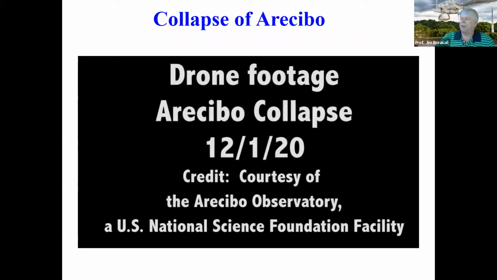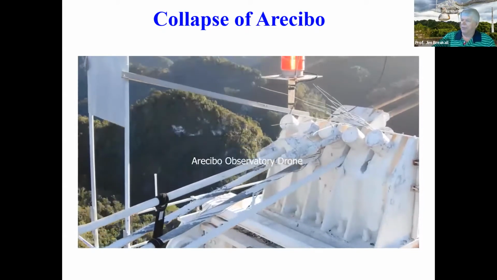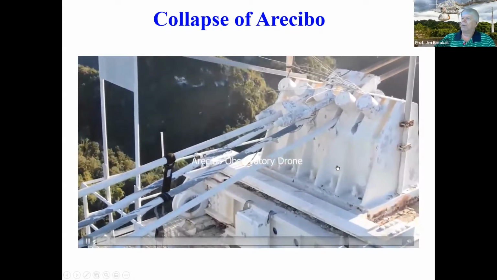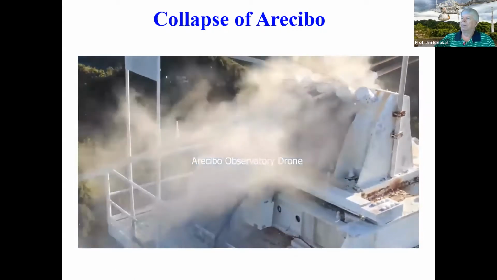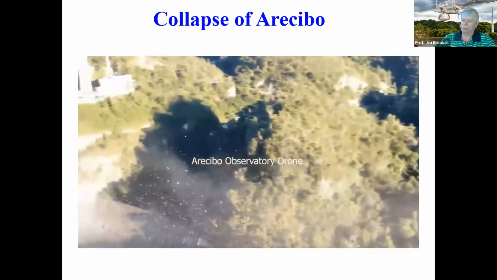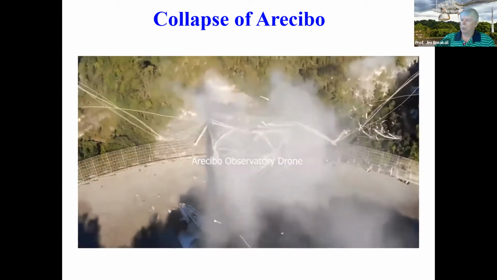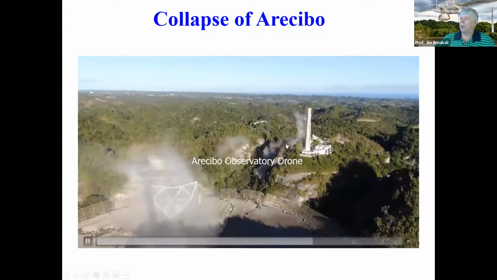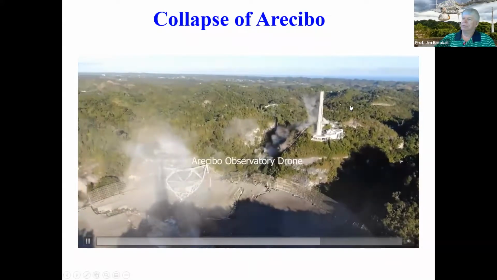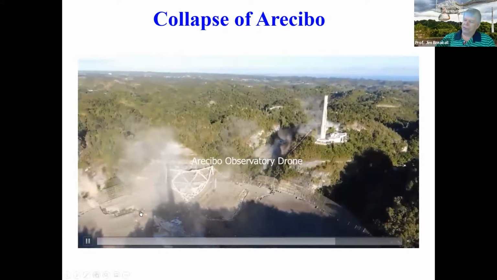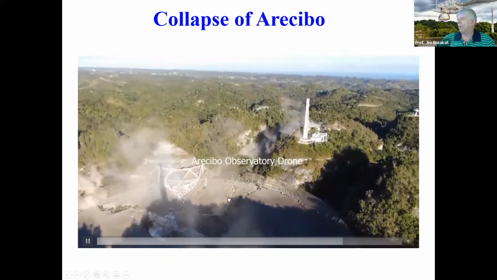Okay, this next shot is a drone that's up on top of one of the towers, and you're going to see the cables. You can already see some of the cables have split here. The tower just broke off and rolled down the hill here. And it destroyed about 40% of the surface as well.